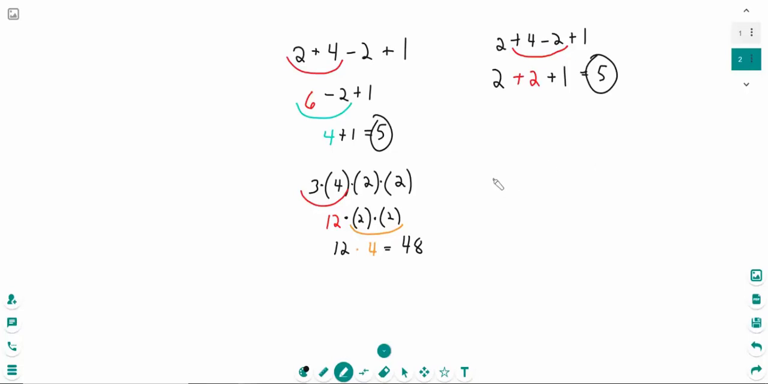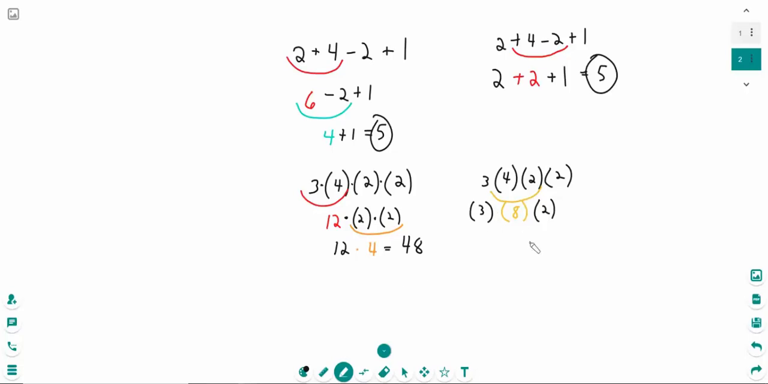Now let's do the same thing, but we'll do it in a different order. So we have 3 times 4 times 2 times 2, and now we started with the 3 and 4 last time. Let's just start with the middle again. We'll do the 4 and 2 this time. So if we multiply 4 times 2, we have an 8, right? And then we have left over the 2 on the end, and we have the 3 in the beginning, right?